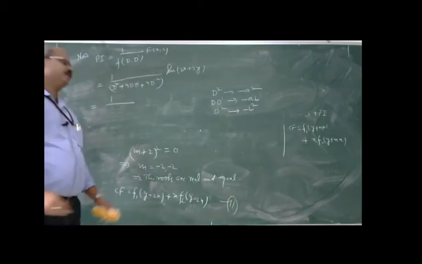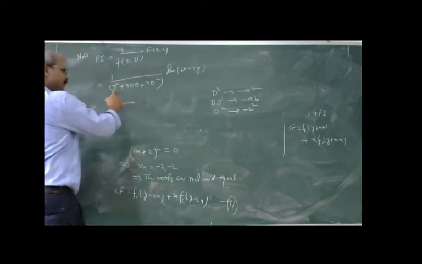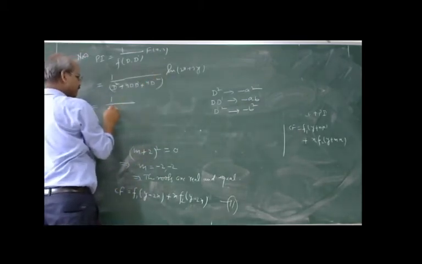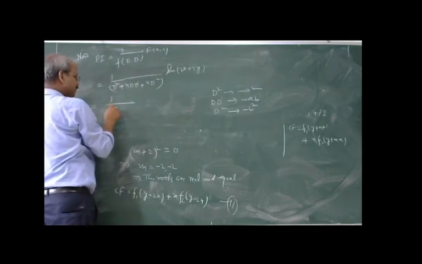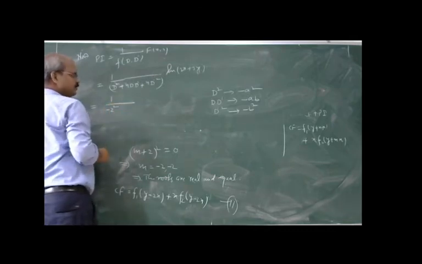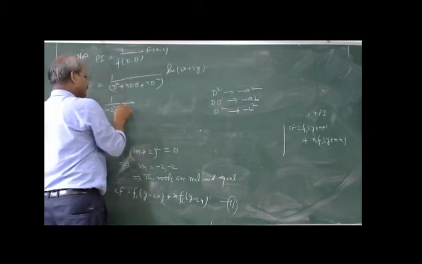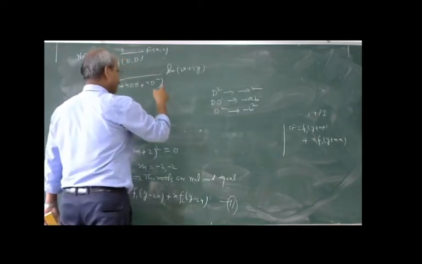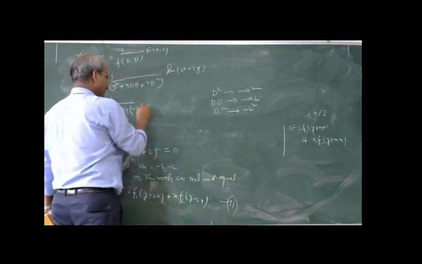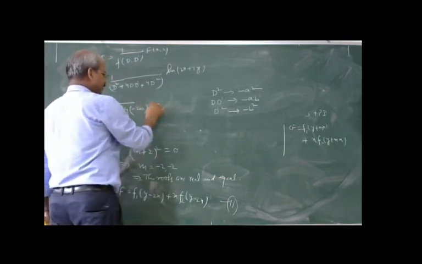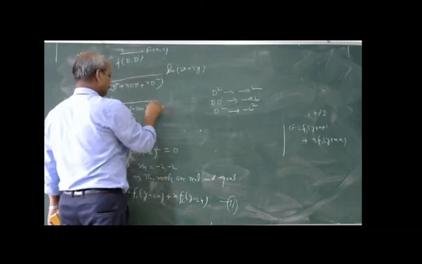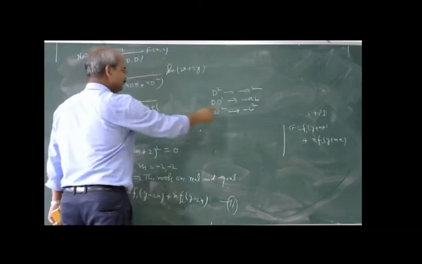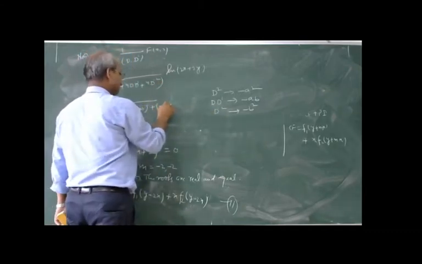Is it clear? Okay. Now D² replaced by −a² becomes −2², plus 4 times −ab, which is −2 into 3, plus 4 times −b², which is −3².